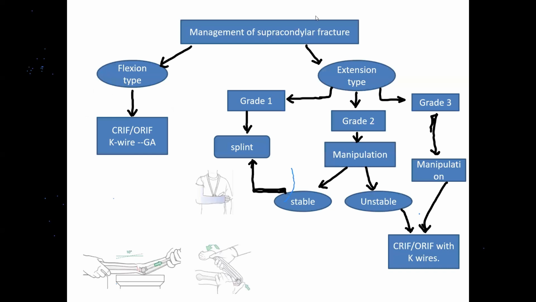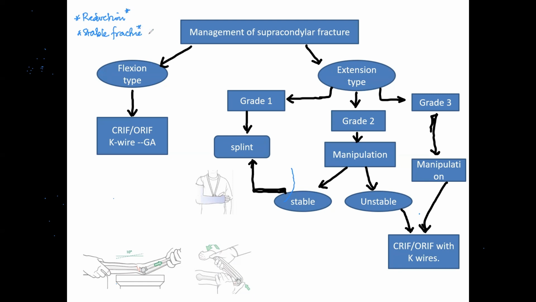So once you have diagnosed, how will you treat a supracondylar fracture? What is the aim in a supracondylar fracture? One is we need to have a reduction, so alignment should be good. And the second thing is we need to have a stable reduction, a stable fracture, so it should not displace. So we need to get a proper reduction and proper stability.